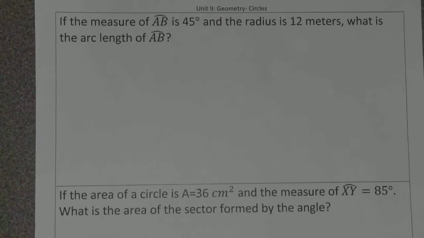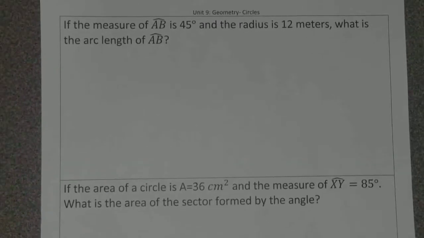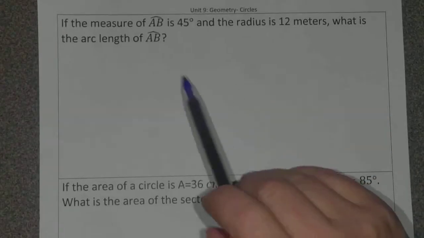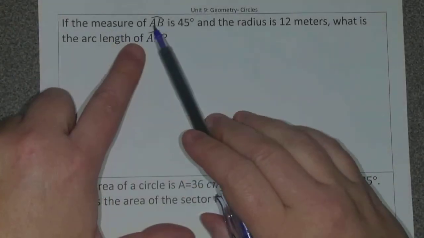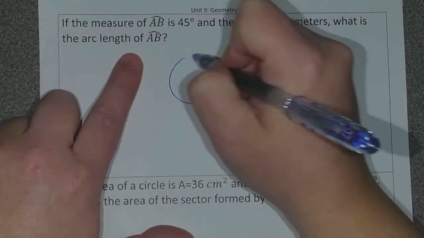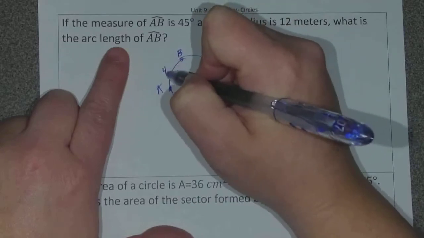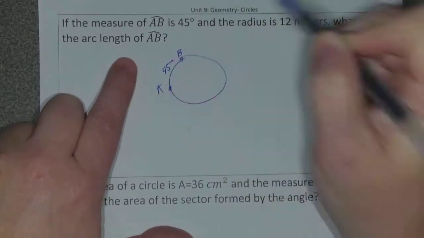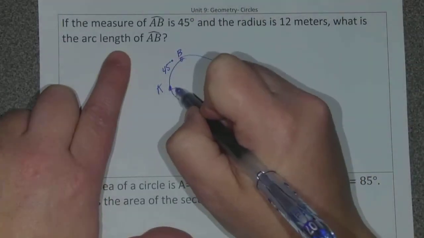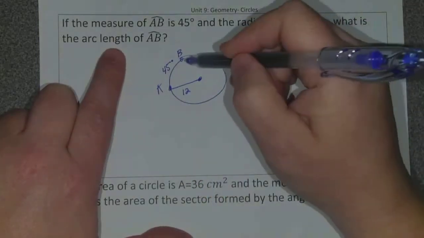All right, here's a story problem. Don't let the story problem confuse you. It's still exactly the same thing. We're just reading it from words instead. So it says if the measure of AB is 45 degrees, so that's an arc, right? So we could draw a circle if we wanted to. From A to B is 45 degrees, right? And the radius is 12, so from here to here is 12. What is the arc length?